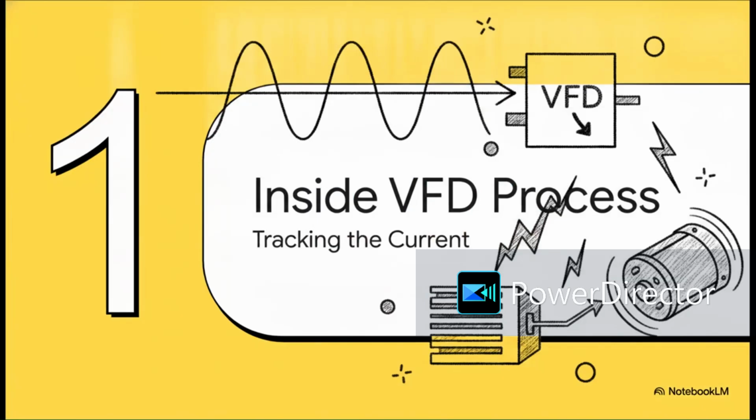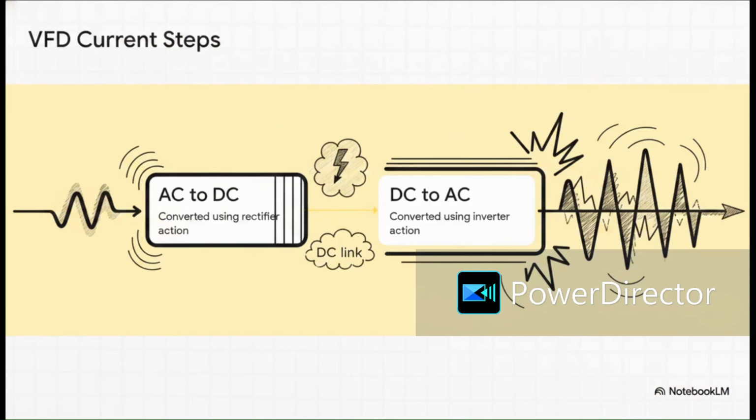Okay, let's dive into this with Section 1, inside the VFD process, tracking the current. To figure out where our pure sine wave vanished to, we essentially have to play detective and systematically track the electrical current as it moves through the variable frequency drive. It basically goes through three fundamental stages. First, that pure AC supply comes in and gets converted into a DC supply using a rectifier. Second, it just kind of hangs out in what we call the DC link. And third, that DC is converted back into AC using an inverter. Now, it's this third step, the DC back to AC conversion, where all the distortion happens. So our primary focus today is going to be exclusively on this final stage.